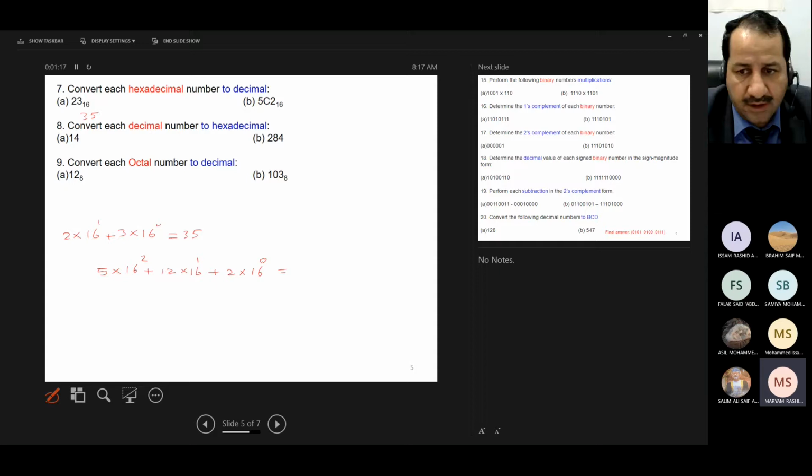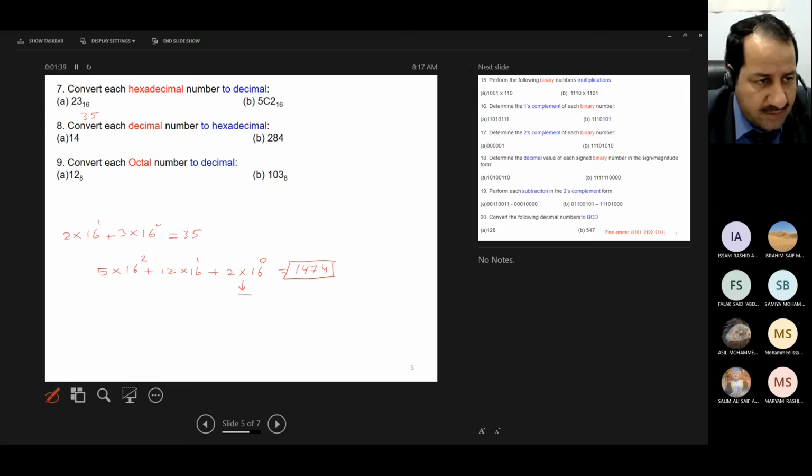What do you think? 1474. Excellent. Put it in a box. My advice here, when you work on similar problems, if it is an exam problem, try to find the result of each multiplication, and then you add. Don't do the whole operation all together in the calculator. You may get mistakes, right? It's preferable to work in steps, don't jump.